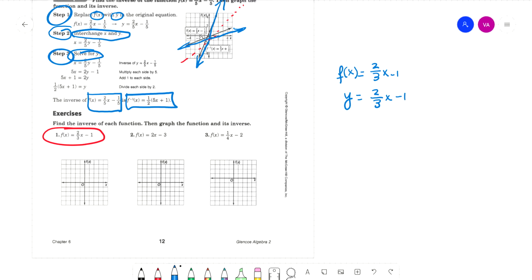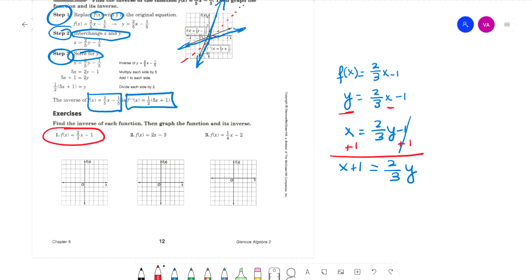Now I'm going to exchange x with y and y with x, and I'm going to get that x is 2/3 of y minus 1. I don't do anything. I just, where I have y, I just write x, and when I have x, I just write y. And now I'm going to solve for y. To solve for y, what I have to do is first add 1 both sides, and I'm going to get x plus 1 is equal to 2/3 of y. 1 and negative 1 are gone.